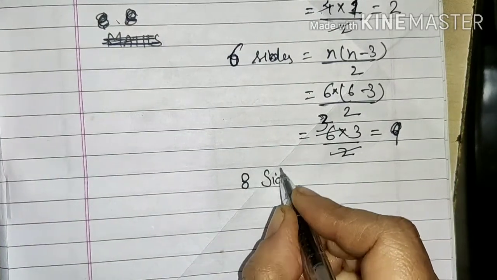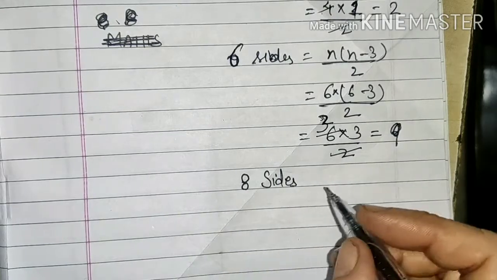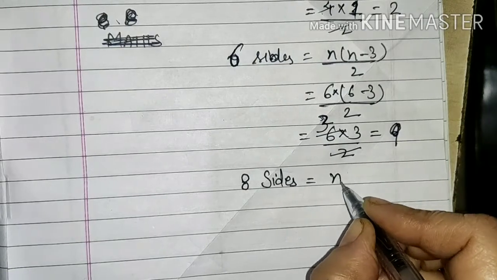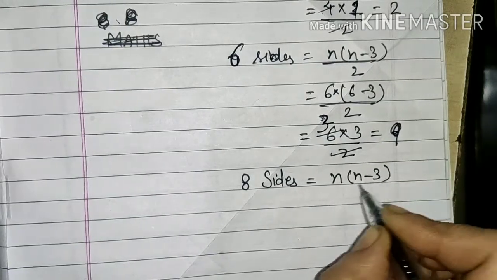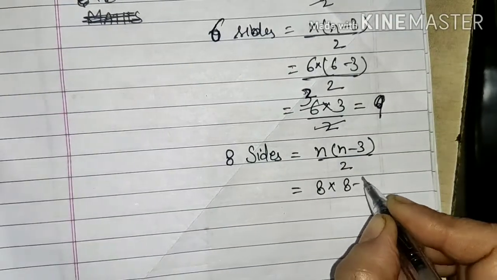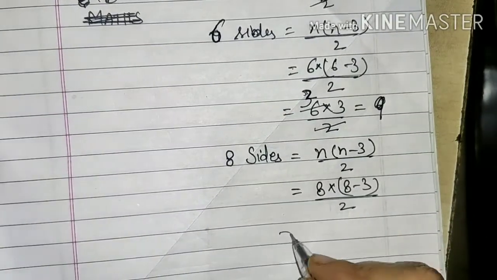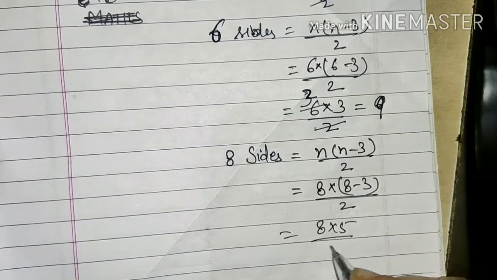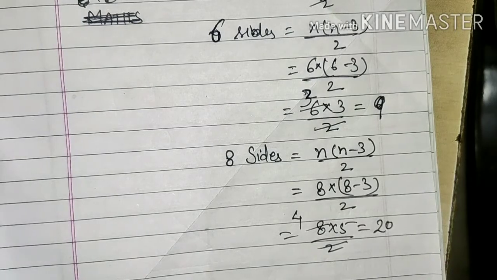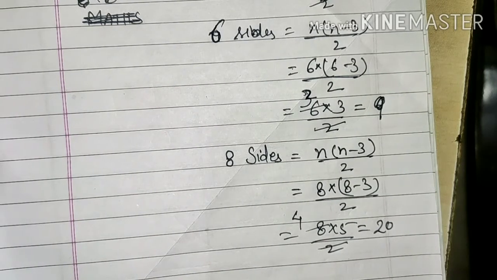So if they ask about 8 sides and you have to find the number of diagonals, we will just use the formula n into (n minus 3) upon 2 and solve it. 8 into (8 minus 3) upon 2, that means 8 into 5 upon 2, which gives 20 diagonals. So that is the way we find the number of diagonals. For today this is enough. The remaining I will explain in my next video.